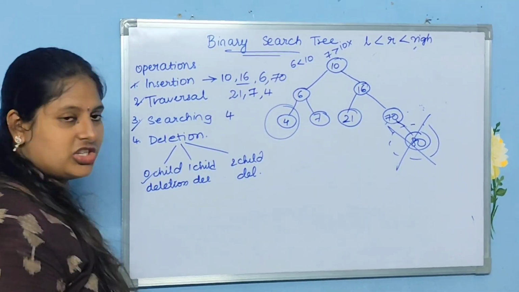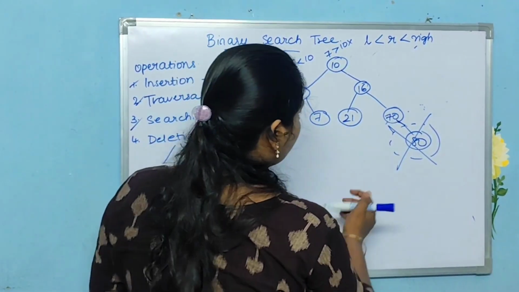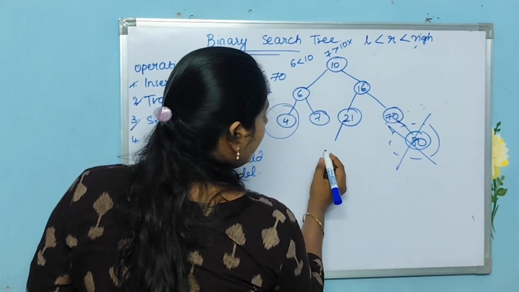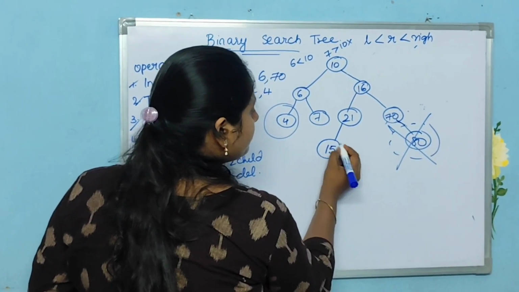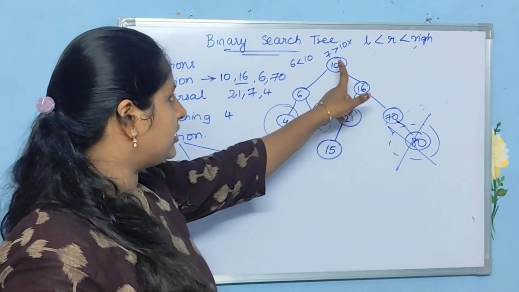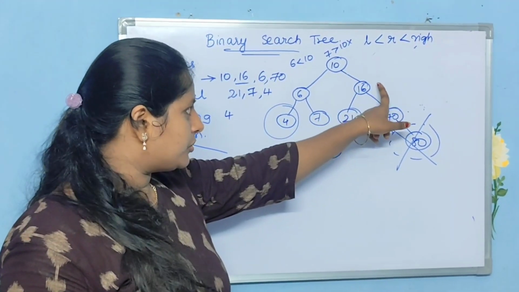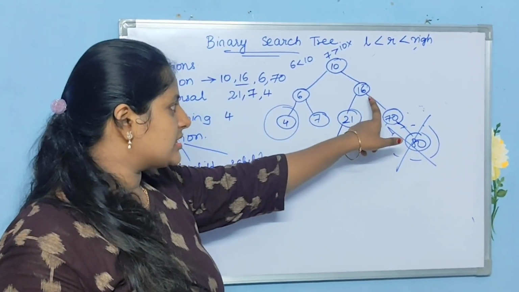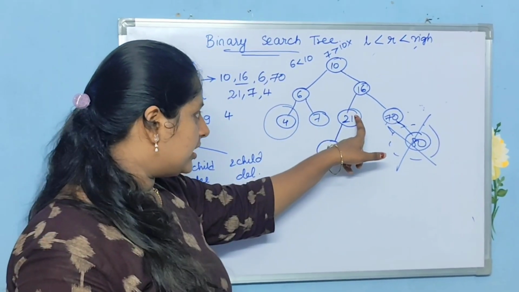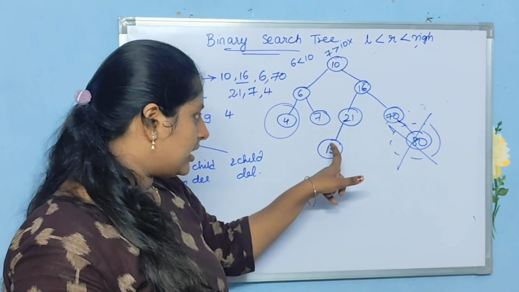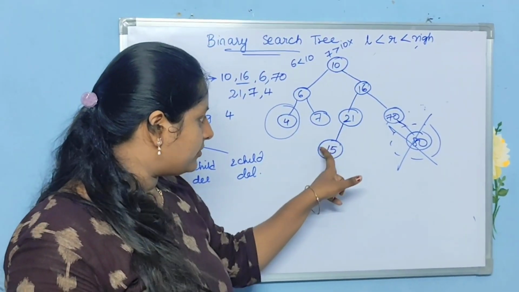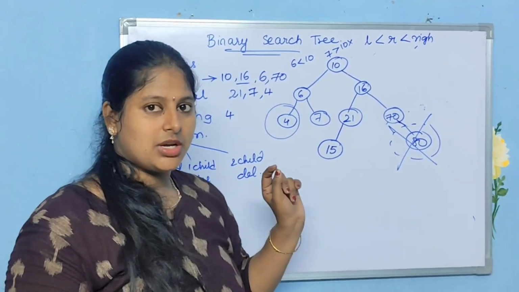Now one child deletion. Okay. First, suppose you have an element like 15. Okay, you have inserted it. 15 is greater than 10. You have to go to the right subtree. 15 is less than 16. It went here, already occupied. So 15 is less than 21. So it went to the left subtree.